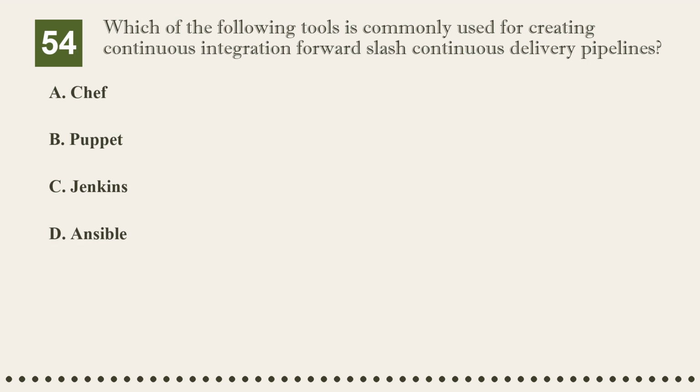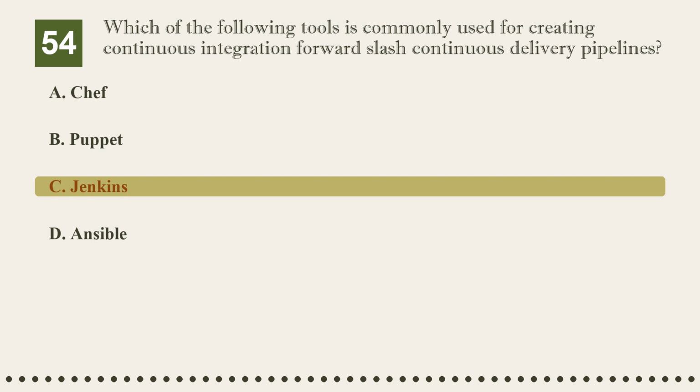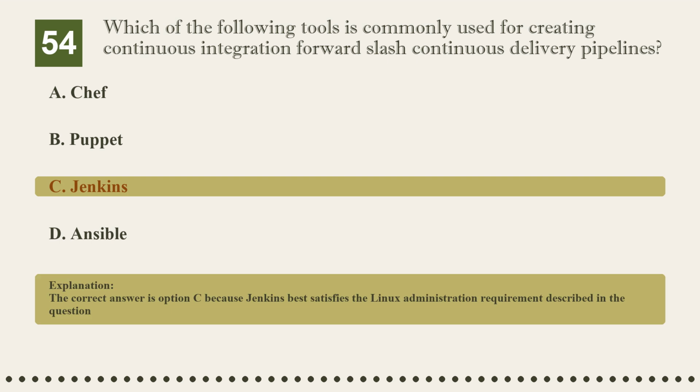Question 54. Which of the following tools is commonly used for creating continuous integration/continuous delivery pipelines? Option A, Chef. Option B, Puppet. Option C, Jenkins. Option D, Ansible. The correct answer is option C, Jenkins. The correct answer is option C because Jenkins best satisfies the Linux administration requirement described in the question.